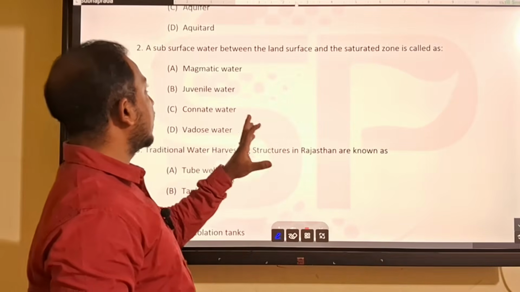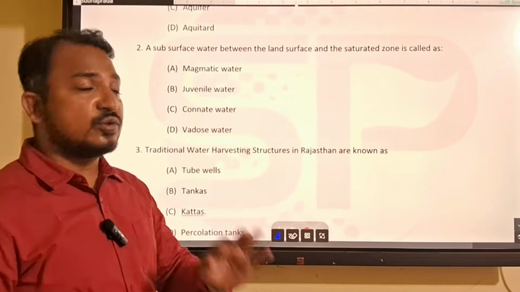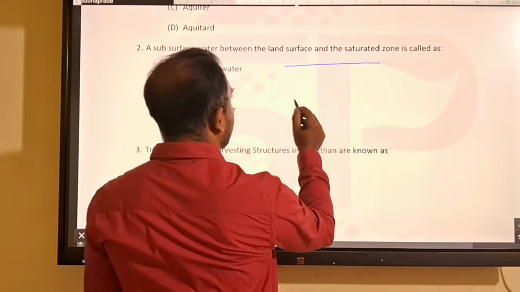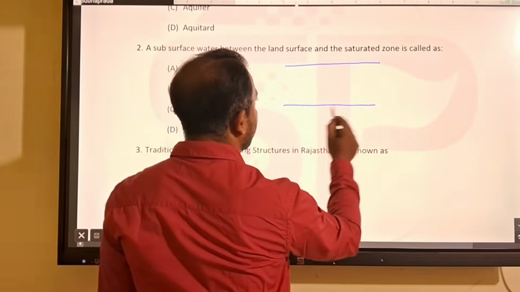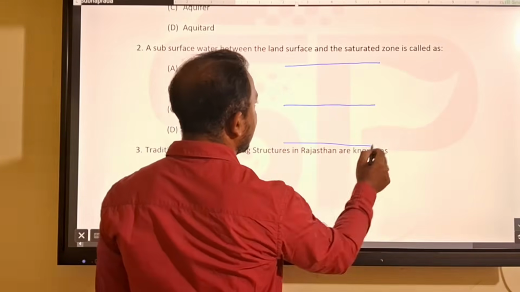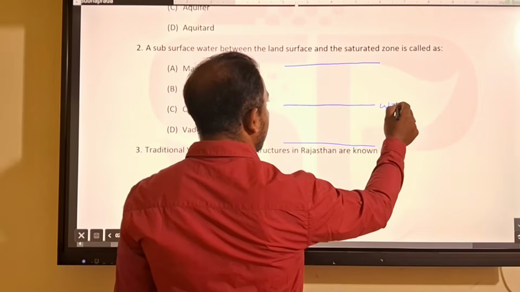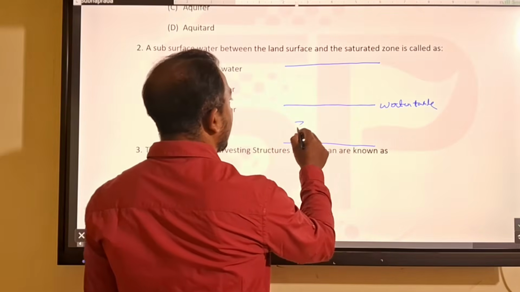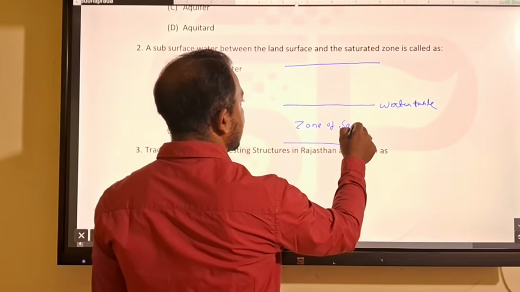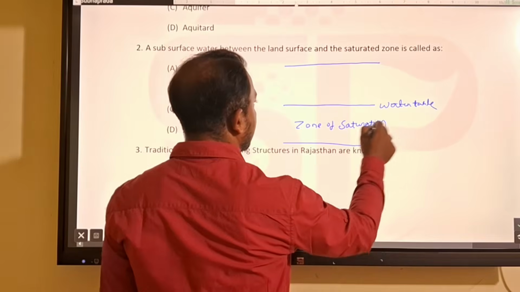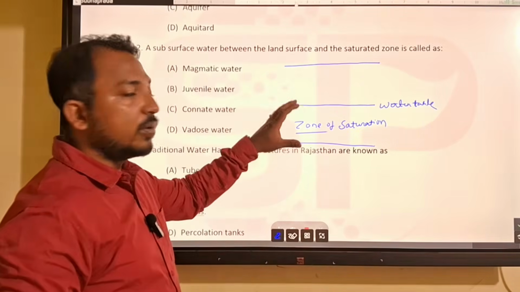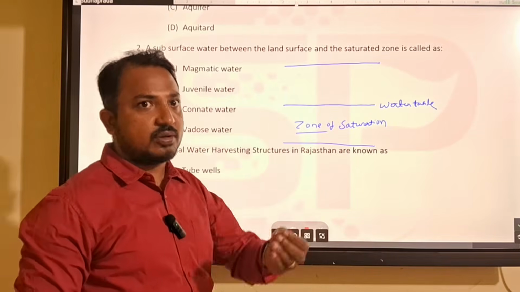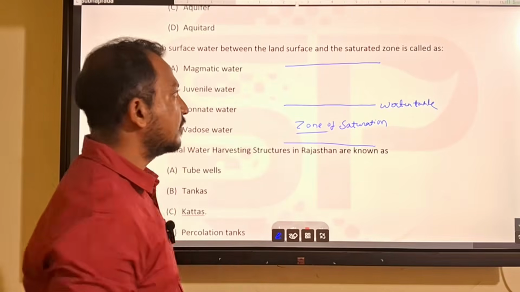Then, the subsurface water between the land surface and the saturated zone is called as? The vertical distribution of groundwater is divided broadly into two regions. This is your water table. This is called the zone of saturation. The region below the water table is called the zone of saturation because all the pore spaces in that zone are completely filled.